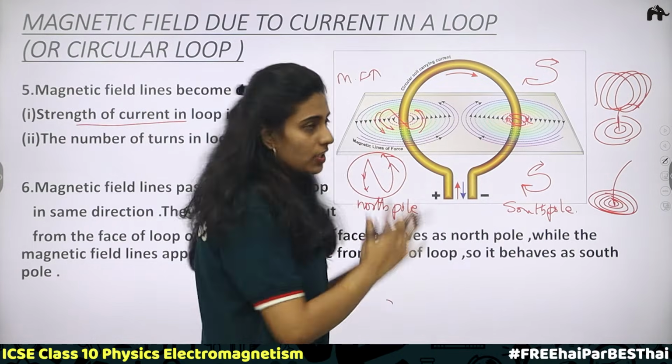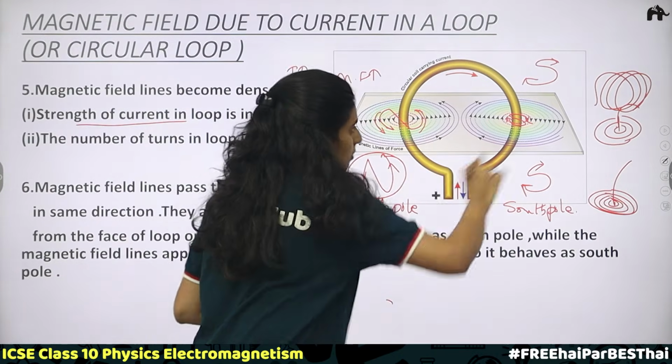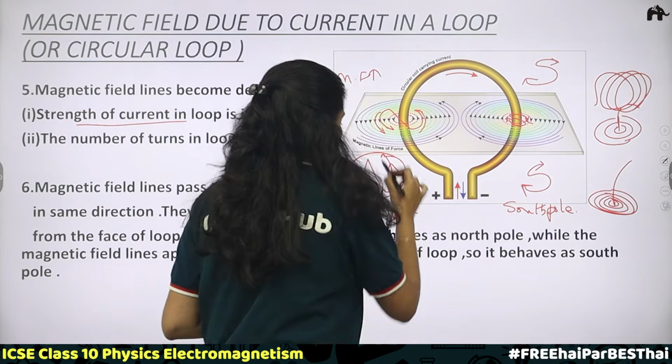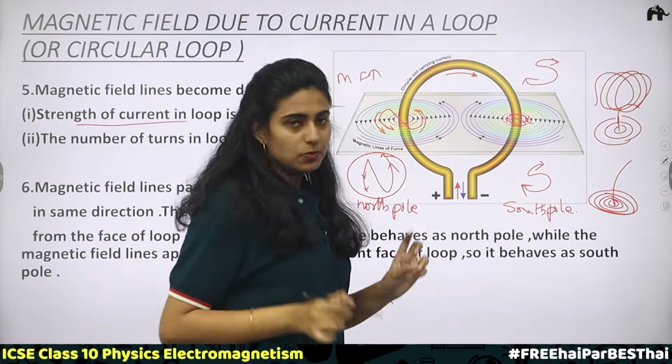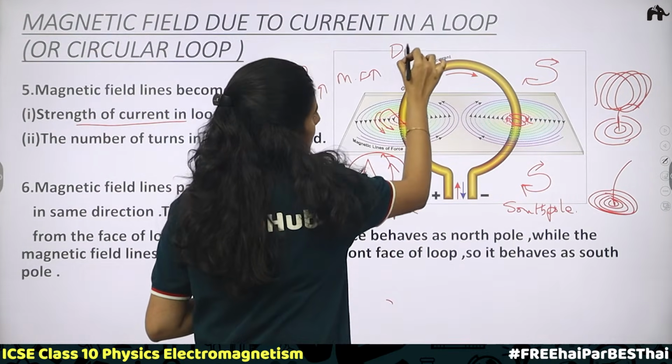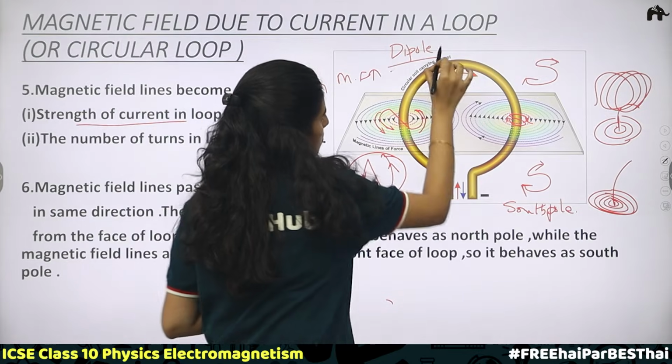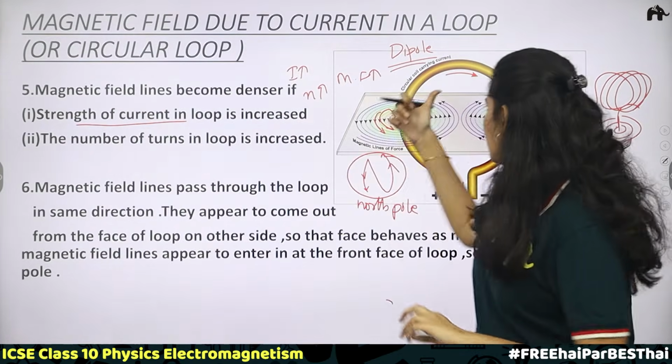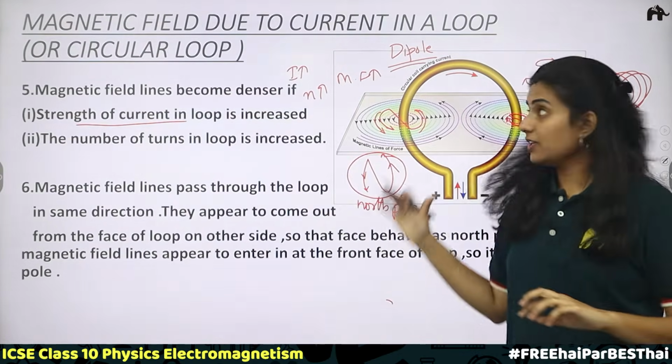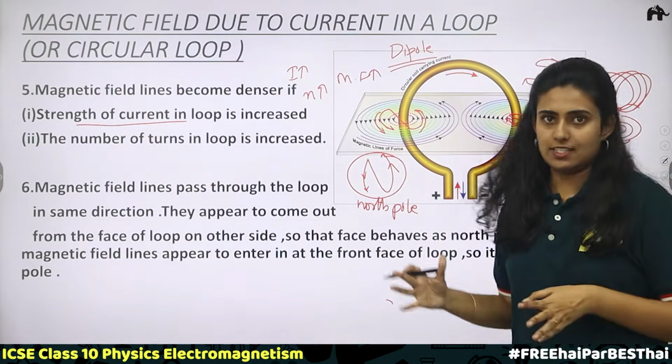We call it a dipole. Here again, in case of a current carrying circular loop, you are getting a north pole and a south pole. So here again you have a dipole. When two poles exist, there is a dipole. Also, we know that magnetic monopoles can never exist.